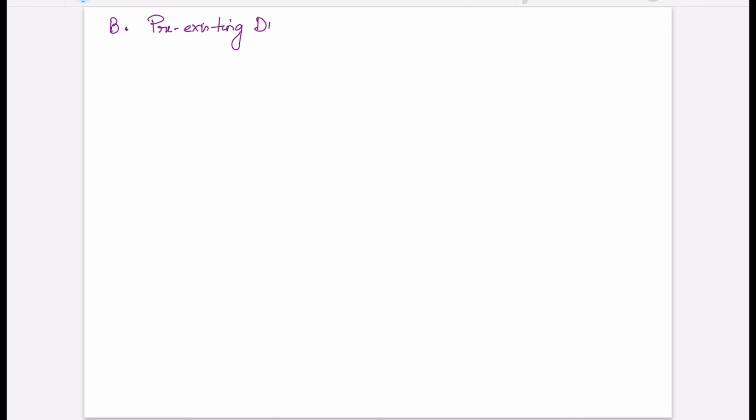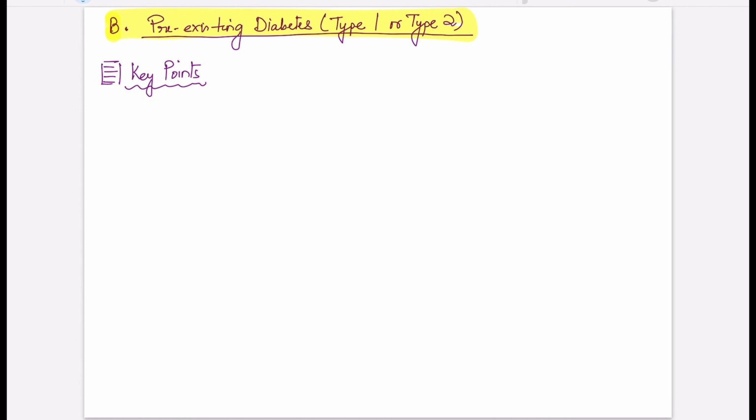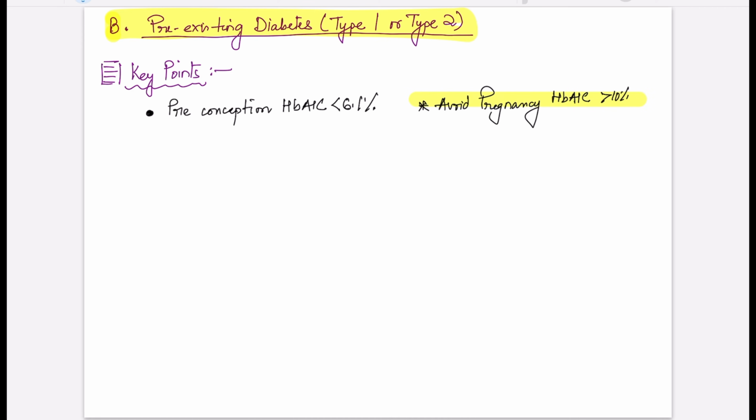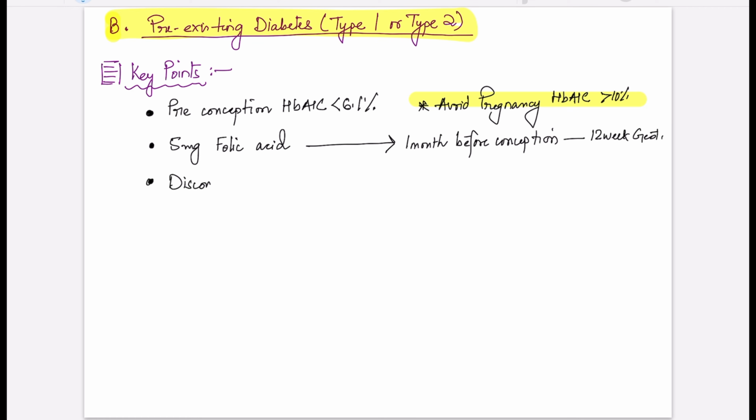Now let us talk about the pre-existing diabetes, type 1 and type 2. Here I just want you to remember some key pointers from exam point of view, which might be helping you. Now first thing is, preconception HbA1c should be less than 6.1. If HbA1c is more than 10%, one should avoid pregnancy. Start the patient on 5 mg folic acid. Try 1 month before conception.